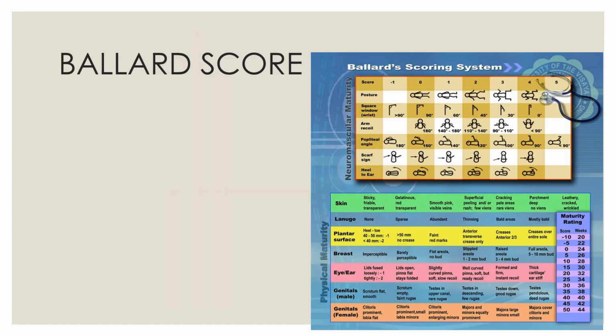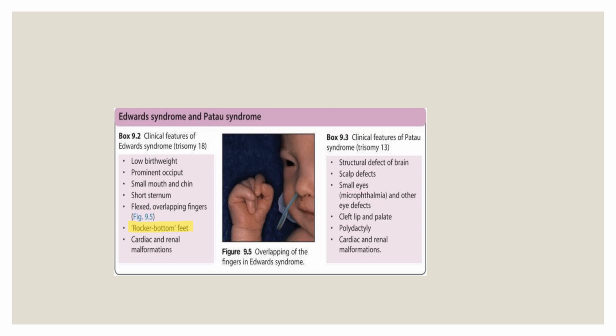We also have Ballard score for a preterm baby to find if they have the correct gestational maturity. Okay, now we'll come to Downs, Edward, and Patau. So Downs, Edward, and Patau. So we have 13, 18, and 21.